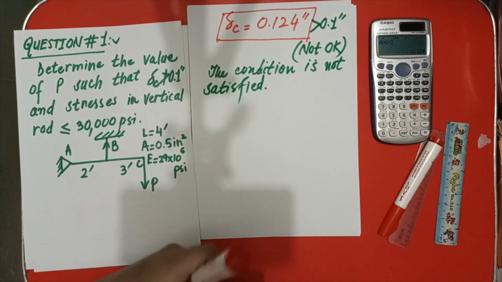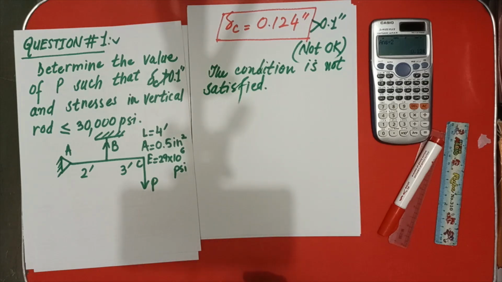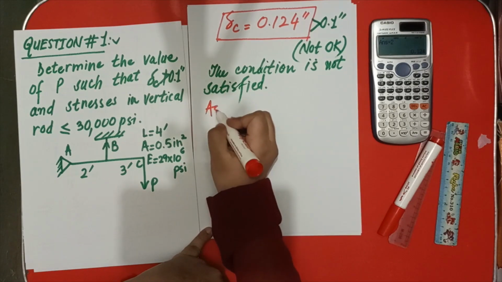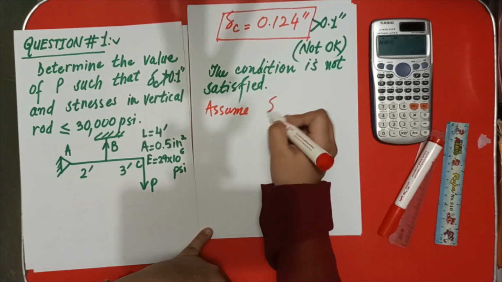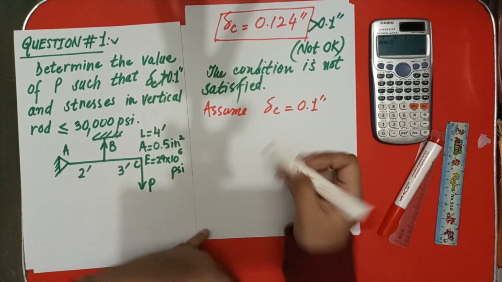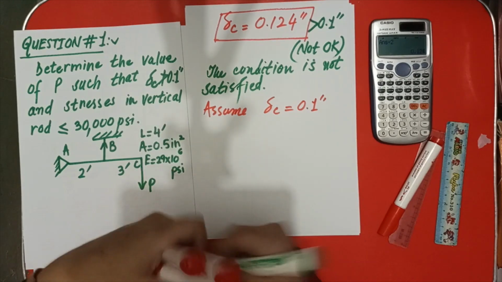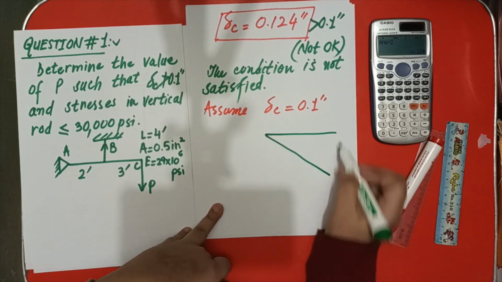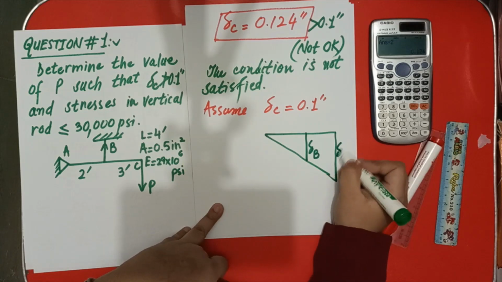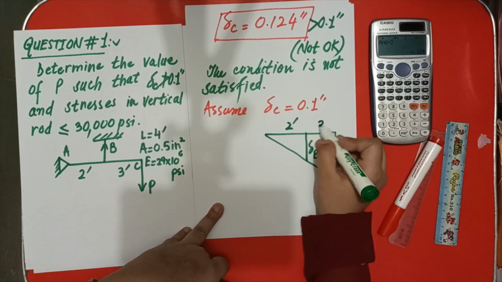Now the next thing we have to do is use the formula. It means that what we assumed is wrong. So what have we assumed? Assume ΔC is equal to 0.1 inches. Now if ΔC is 0.1 inches, the triangle will be like this. This is the triangle. This will be the deformation ΔB. Now we have to find out ΔB. So we will go in reverse from here. This is 2 feet and this is 3 feet.